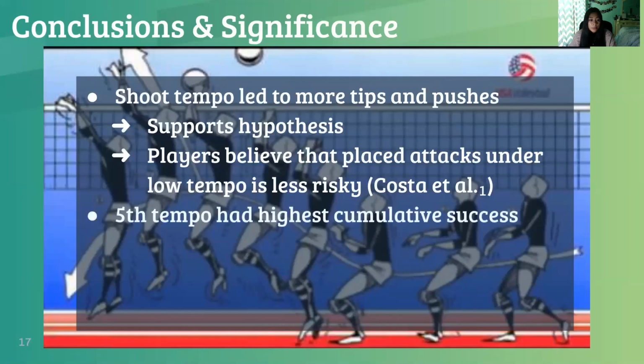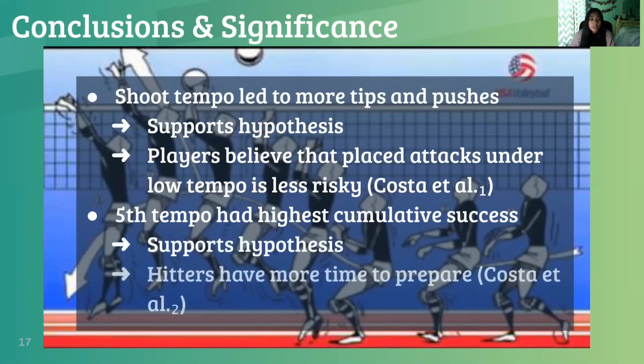With respect to attack tempo, the findings of my research indicate that collectively, the fifth tempo yielded the highest cumulative success rate of attacks, in comparison to the cumulative success rates of the shoot and fourth tempo, which can be seen in Chart 2. This confirms my hypothesis that the highest tempo would yield more successful attacks, as slower tempos of attacks allow the hitter more time to prepare and create more momentum for their attack, which in a game situation would allow them to either break through or avoid a block if hitting, or find an opening in the other team's defense to do a placed attack through a tip or push.